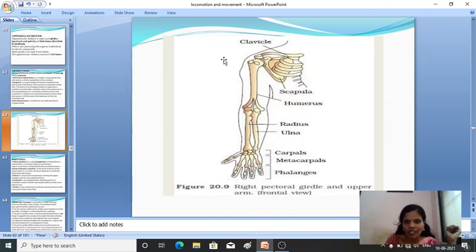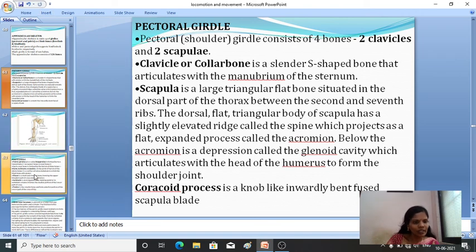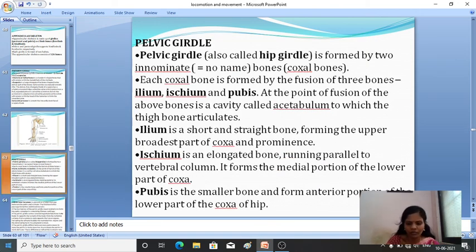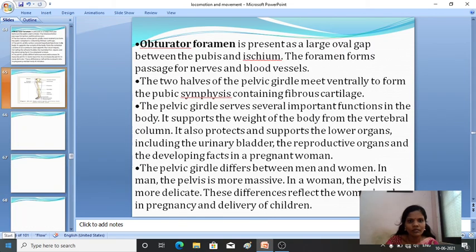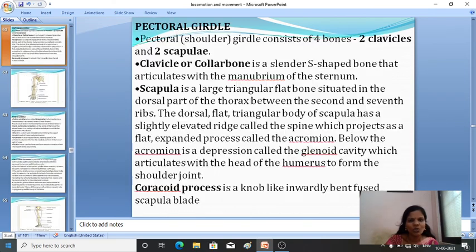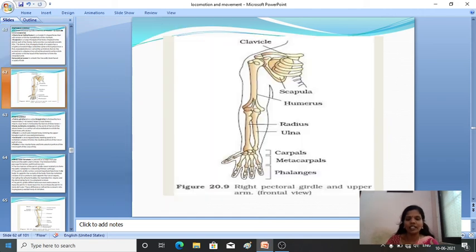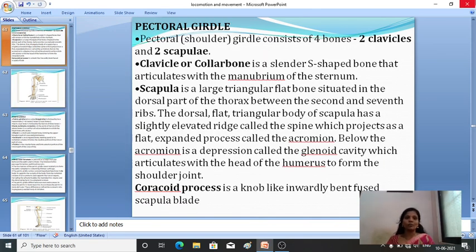So here you can see these are the clavicles, scapula, humerus, radius and ulna. These bones will come in the next part. Okay, pectoral girdle. Next comes the pelvic girdle. We'll discuss the pelvic girdle in the next class. We'll stop here, because if we do all the concepts at a time it will be confusing for you. Meanwhile, you can have a glance at all the slides.